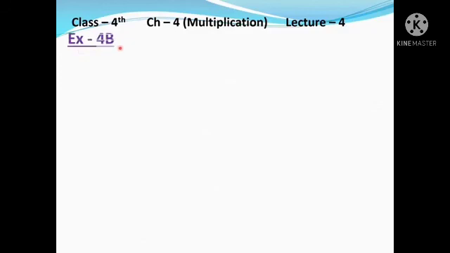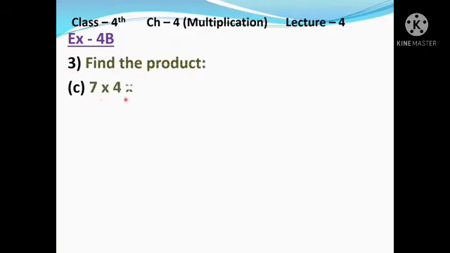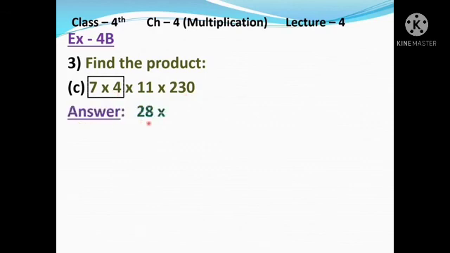Now exercise 4B. Question number 3. Find the product. C part: 7 multiply 4 multiply 11 multiply 230. First multiply 7 by 4. See, 7 4s are 28. Write down the answer: 28 multiply 11 multiply 230.